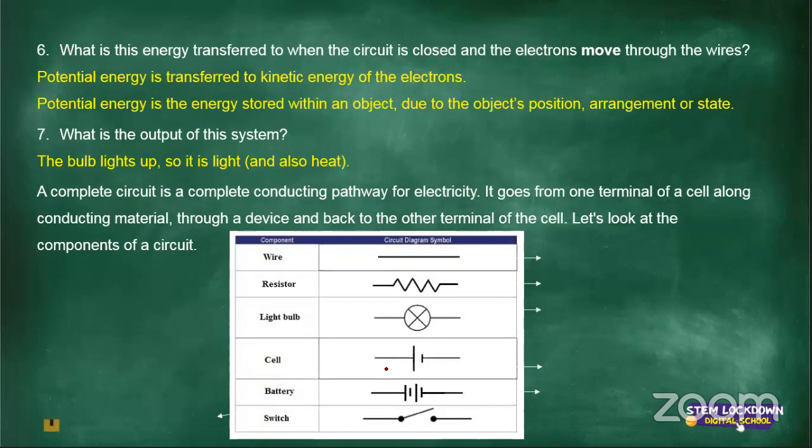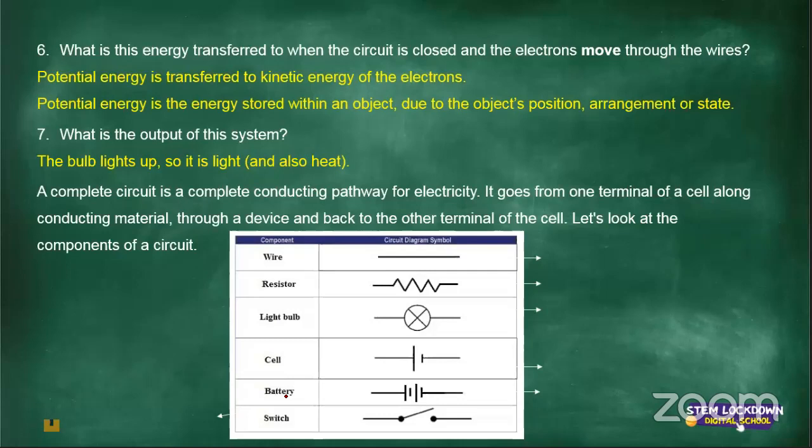Then we have a cell. This is how you draw your cell. But remember, you have a big line here and a small line here. So this shows you from positive to negative. The big line and the small line. Don't forget that. And these lines here are basically your wire.